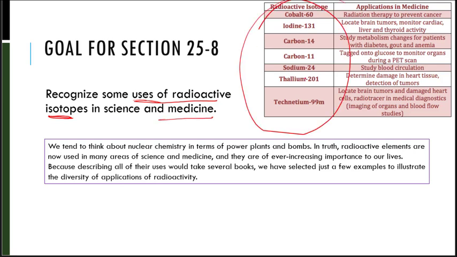There are several radioactive isotopes that can be used in medicine. We tend to think about nuclear chemistry in terms of power plants and bombs, but actually radioactive elements are now used in many areas of science and medicine, and they are of ever-increasing importance to our lives. Because describing all of their uses would take lots and lots of books, we have selected just a few examples to illustrate the diversity of applications of radioactivity.